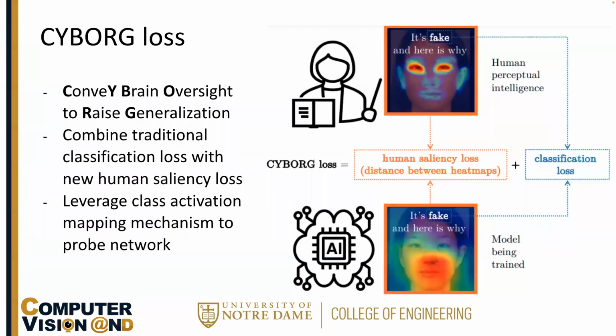So what we do is we create something called CYBORG loss, and CYBORG stands for ConveY Brain Oversight to Raise Generalization. It is basically a combination of traditional classification loss, categorical cross-entropy, and this new element, the human saliency loss. Human saliency loss is the distance between the human saliency map, as we defined in the previous slide, and where the model is currently looking, as defined by class activation mapping. And we penalize large distances between these. So we're trying to guide the network towards human-defined regions of saliency, to look where humans are looking.